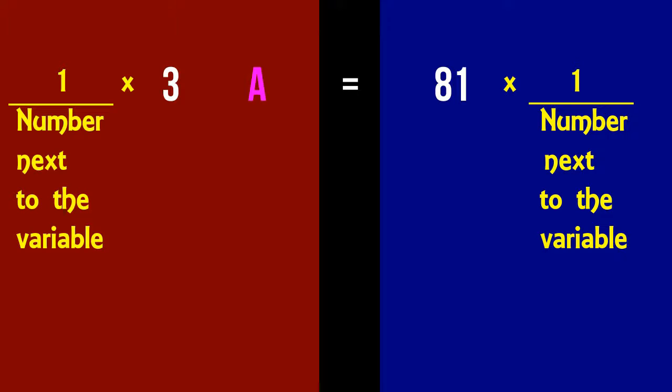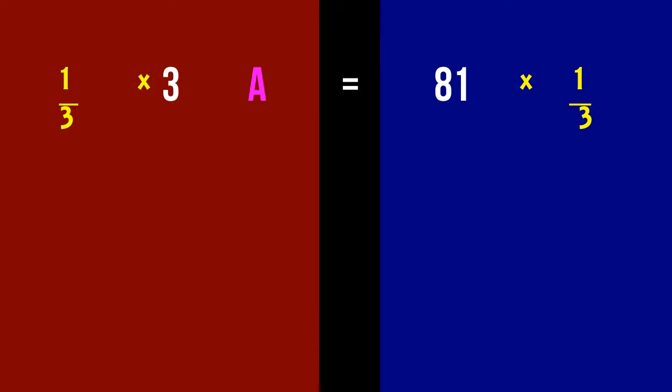In order to figure out what a equals, we first have to multiply by 1 divided by the number next to the variable on each side of the equation. In this case, the number next to the variable is 3. Therefore, we have to multiply by 1/3 on each side of the equation. So let's do the math. First, we're going to do the math on the left side of the equation, which is the red area. And then we're going to do the right side of the equation, which is the blue area.